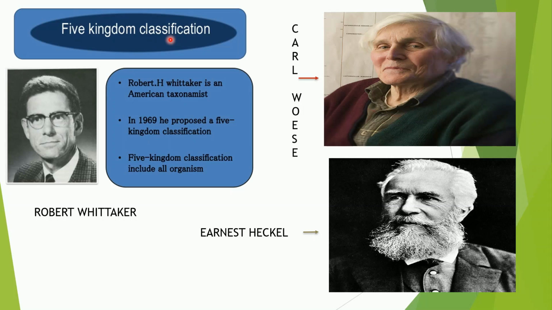But it is the very closest to perfect classification, and the major contribution was done by whom? Robert Whittaker, along with two scientists, Ernst Haeckel and Carl Woese. Ernst Haeckel proposed 4 kingdoms, Carl Woese proposed actually 6 kingdoms. So along with Robert Whittaker, they brought it to what? 5 kingdoms. Am I clear, children?